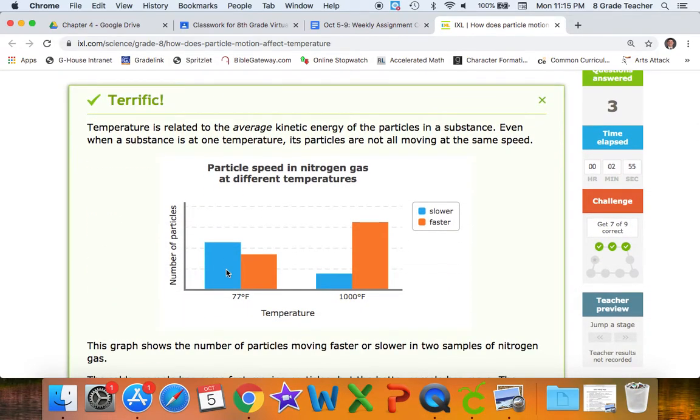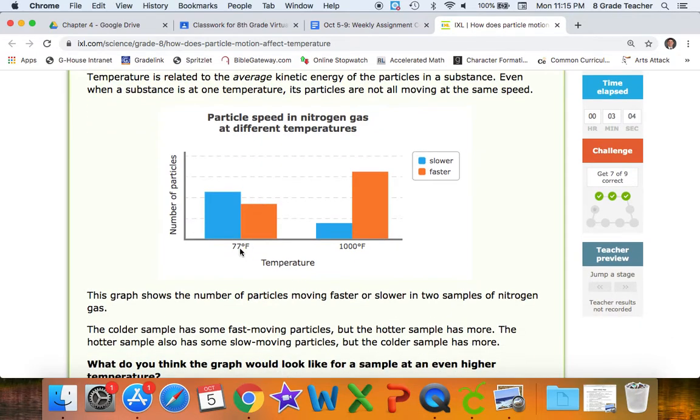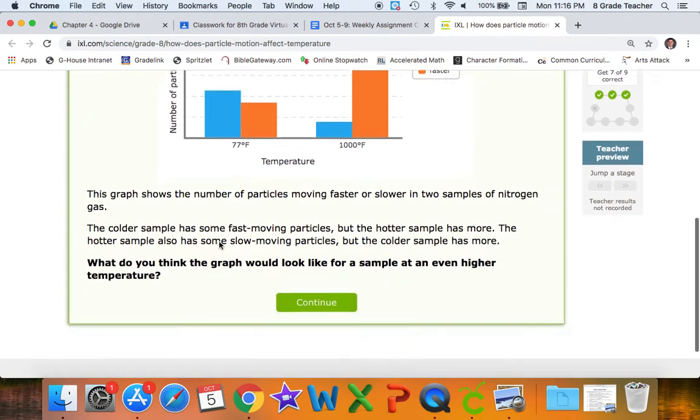Temperature is related to the average kinetic energy of particles in a substance. Even when a substance is at one temperature, its particles are not all moving at the same speed. This graph shows two different temperatures, 77 degrees and 100 degrees, and different particles moving at different speeds, yet they have different temperatures because of the overall average. The higher the average temperature of something, obviously the more faster moving particles there are. The lower the temperature of something, the more slower moving particles there are.